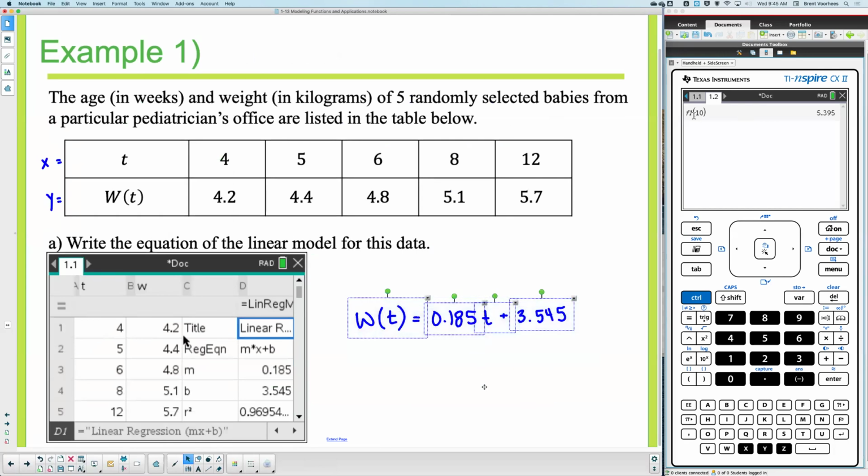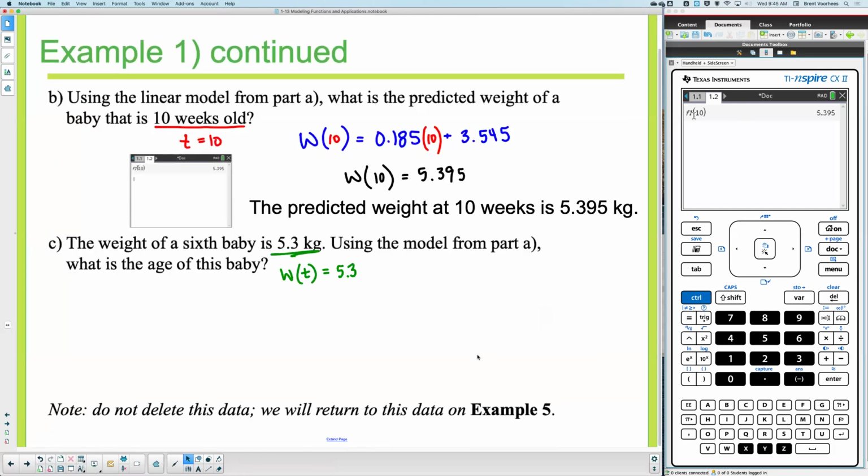This time, here's how I would solve that. In the equation, I'm going to replace something. What am I going to replace in this equation this time? W of T. What's W of T get replaced with? 5.3. And now here's the deal. We could solve this by hand, but anytime you're doing regressions, it's going to be a calculator question. So I'm going to make sure you know how to solve in the calculator. It's a way to make sure you never get this wrong.